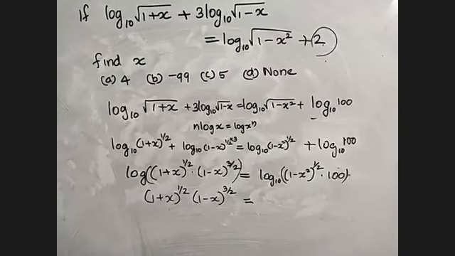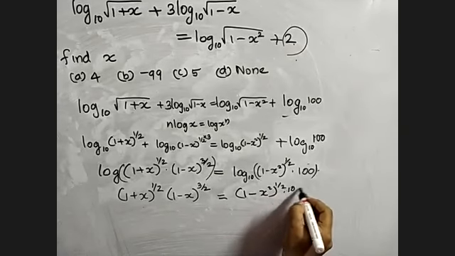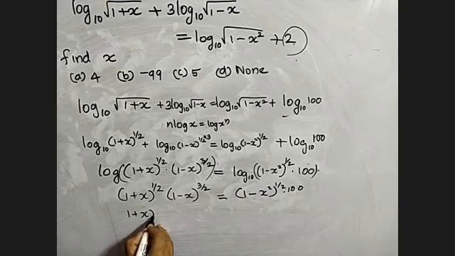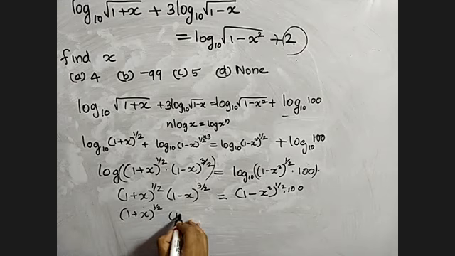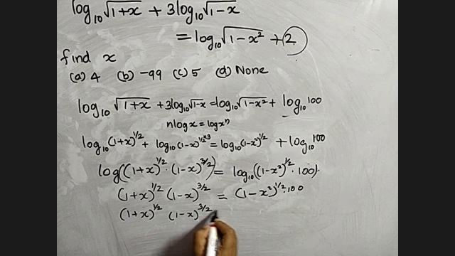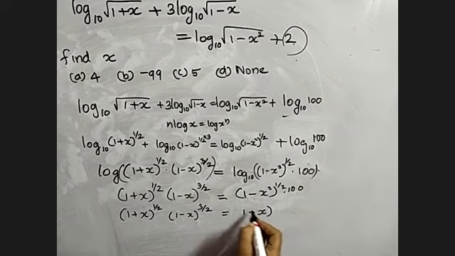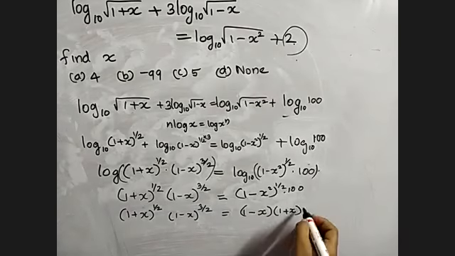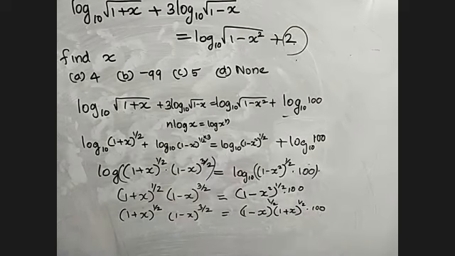Okay, so see what the remaining. So what we'll have now? 1 minus x square the whole raised to 1 by 2 into 100. So this I can write as 1 plus x the whole raised to 1 by 2, 1 minus x the whole raised to 3 by 2 is equal to 1 minus x into 1 plus x the whole raised to 1 by 2 into 100.